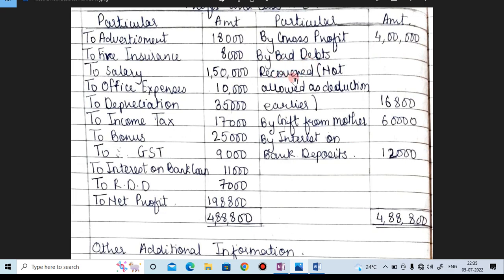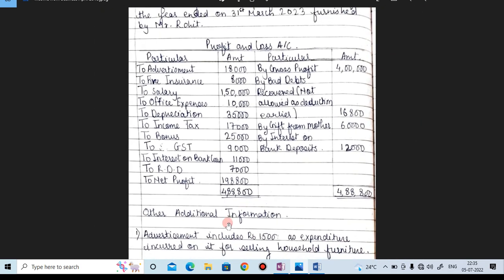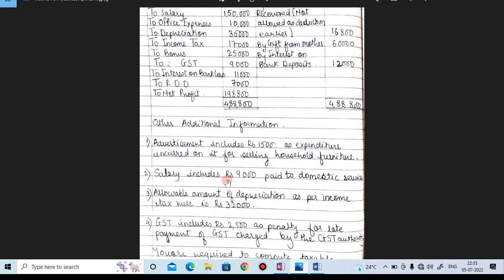By bad debts recovered, and in bracket it is written that not allowed as deduction earlier. So income tax has not allowed this bad debt recovery. So the amount of bad debt recovered, not allowed as deduction earlier, is 16,800. Then gift from mother 60,000. Last is interest on bank deposit 12,000, and both the debit and credit sides tally at 4,88,800.